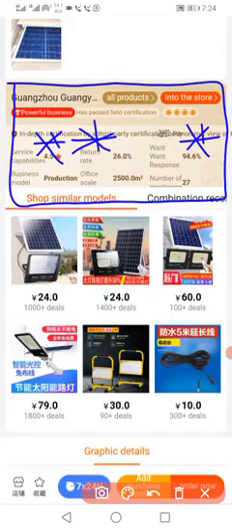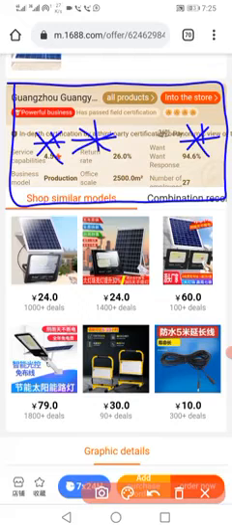So now this return rate, what it means is that out of 100 people that have bought from this particular manufacturer, 26% have actually come back to rebuy. Out of 100 people that have bought from this manufacturer ever since he has been existing on this platform, 26% have come back to rebuy.